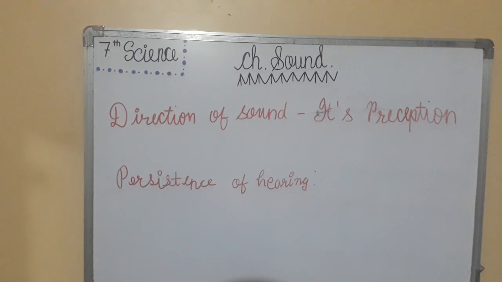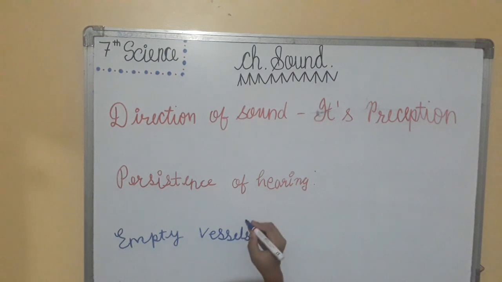Next is empty vessels which make much noise. The amount of noise depends on how freely the particles can vibrate. In an empty vessel, we have air. These air particles can vibrate freely, resulting in more noise. When the same vessel is filled with water, the space available for particles to vibrate decreases and the particles cannot vibrate as freely as before, and hence less noise is heard.